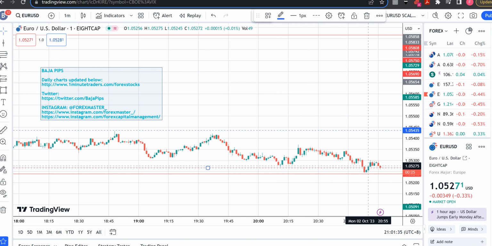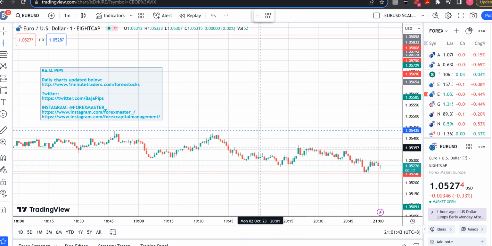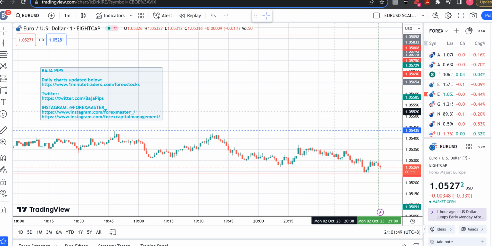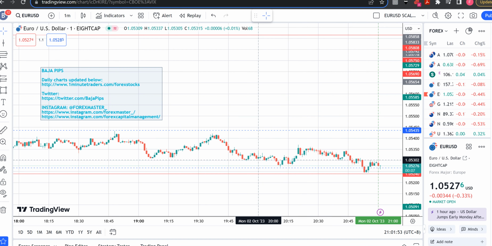I do see that we are potentially going to the downside. Looks like the market is bearish. 20 o'clock was the start of the open, and I'm going to mark that right here. But this is where I'm starting at 21 o'clock. So as you can see, I didn't really miss much. It looks like start of the open price was chopping around.